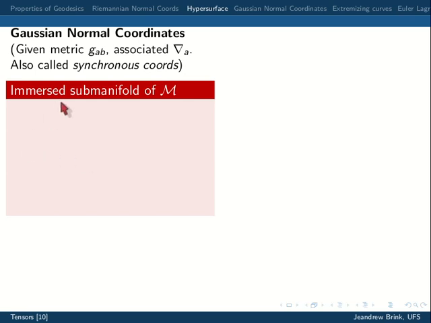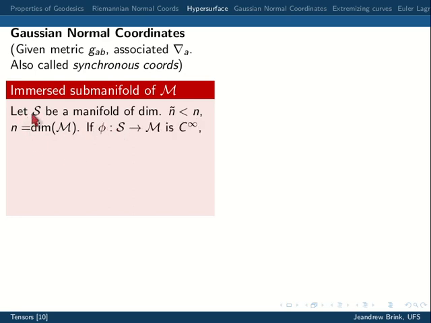Okay, so an immersed submanifold of M is a manifold with dimension smaller than the dimension of M. Okay, so the N is the dimension of M, and M tilde is the dimension of the submanifold. Okay, and we say it's immersed if there's a function that maps the manifold with a smaller dimension to M, and that's C infinity. Okay, and that function is locally one-to-one.